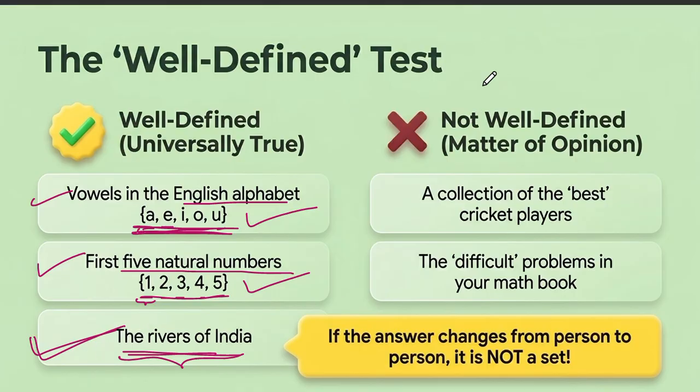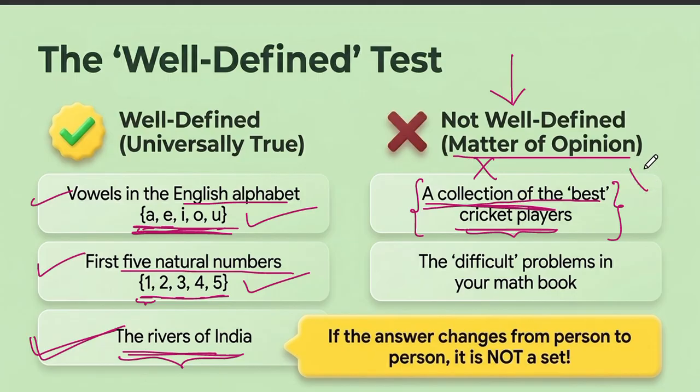Now, when is a collection not well defined? For example, a collection of the best cricket players. For you, Virat Kohli may be the best. For me, some other person is the best. So this is a subjective choice. For everyone the collection of best cricket players is different. Someone likes one person, someone likes another. So this is not well defined. It is a matter of opinion. So this is not a set.